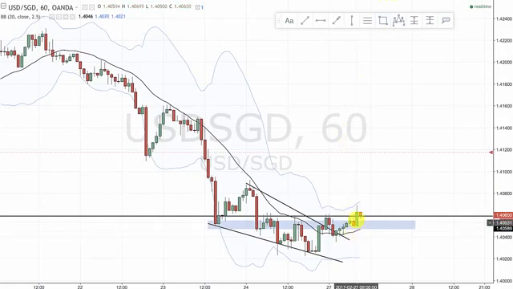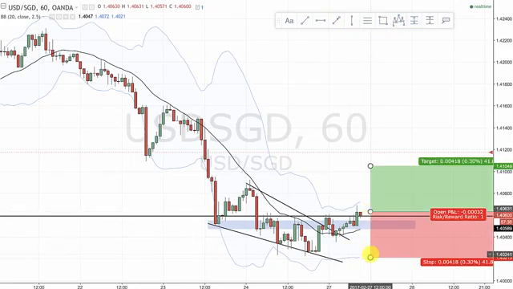I am only in half the trade, or half the position now, because I'm not too convinced yet, because the close was just here above the support area. So I want to see a follow through. Maybe in the next candle, if we can close higher, I will add to this position and get the full position. But let me map out the trade.